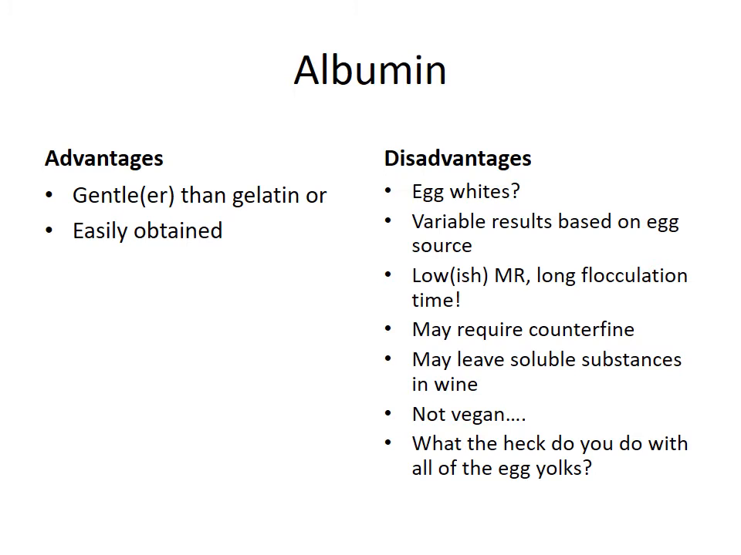There's a long flocculation time. It can take a month or two to settle out. You may want to add colloidal silica to settle them out. There's a potential for leaving soluble substance behind in the wine, some sort of egg, and if people are really allergic to it, do you want to make sure that they're drinking it? And again, it's not vegan. And what the heck do you do with all the egg yolks?